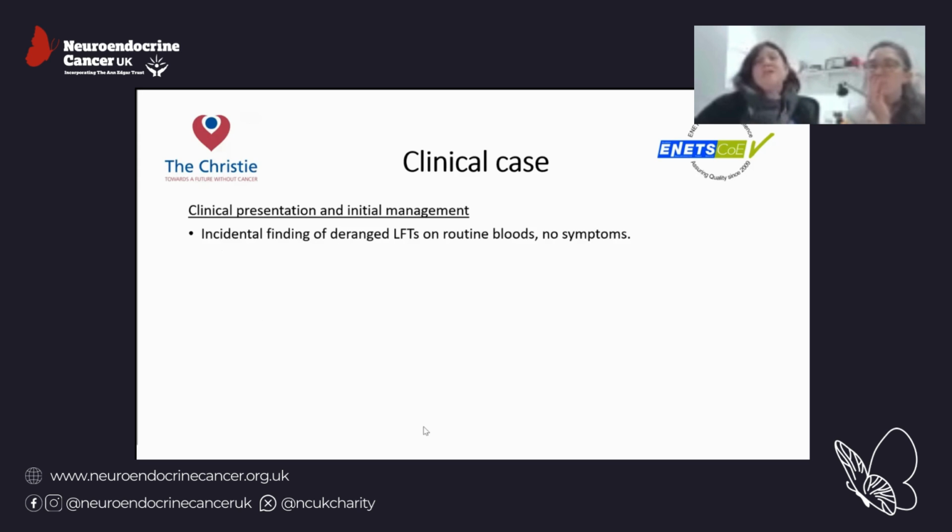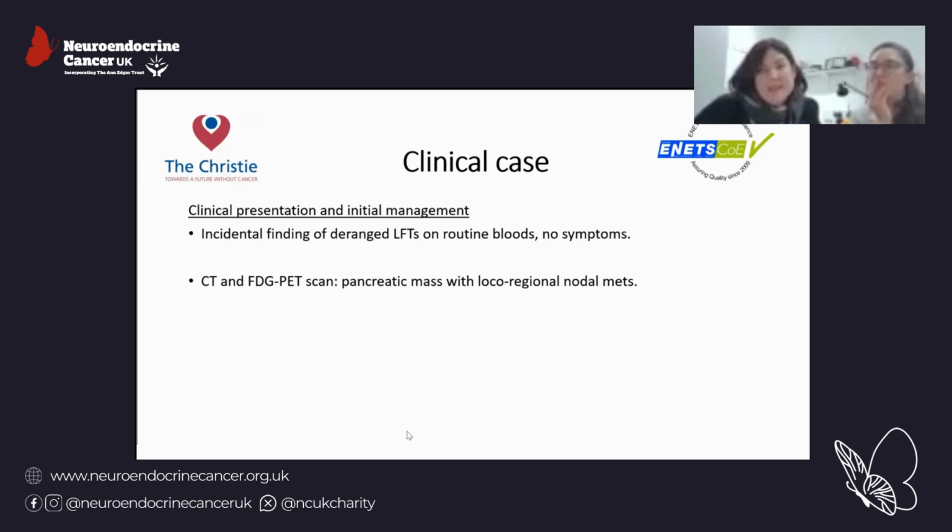So the patient presented initially with just routine blood tests and was found to have deranged liver function tests, no symptoms whatsoever, and that led to further investigation. So that led to a CT scan and a PET scan, and unfortunately the patient was found to have a pancreatic lesion with nodal involvement, so lymph node involvement.